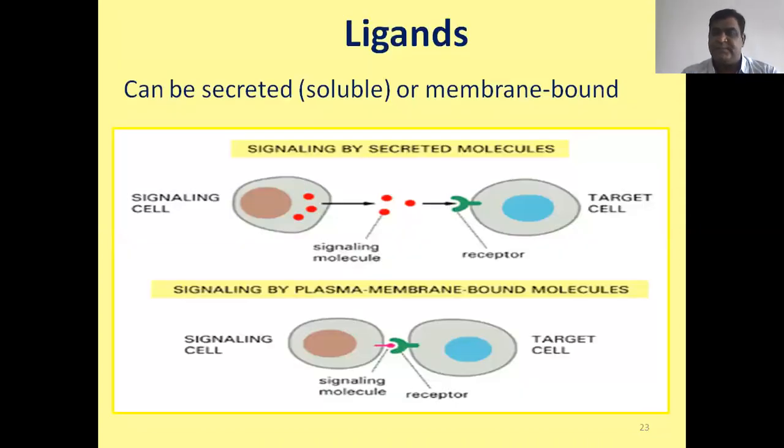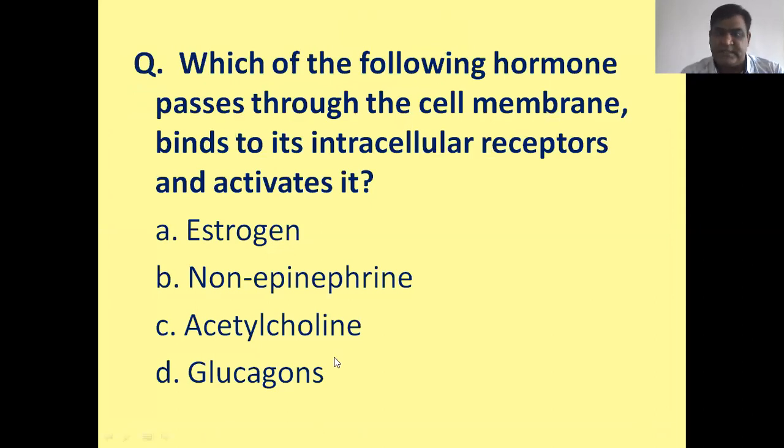Now, this is an example of two kinds of ligands. One is the signaling molecule, which is soluble. The other ligand is the membrane-bound receptor. So this is an example of contact-dependent or juxtacrine signaling.